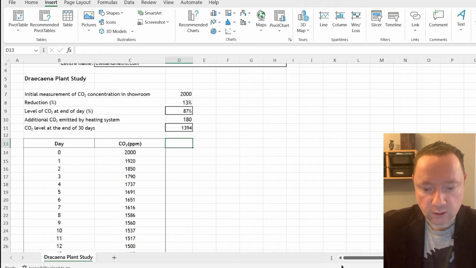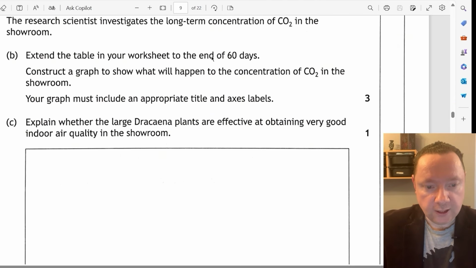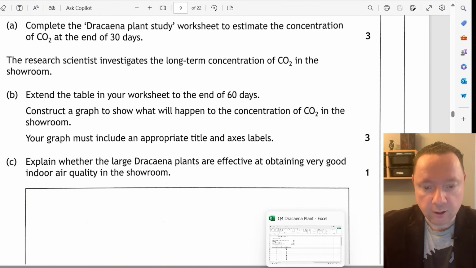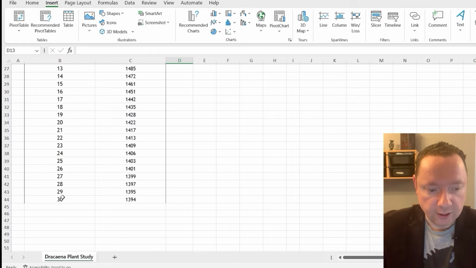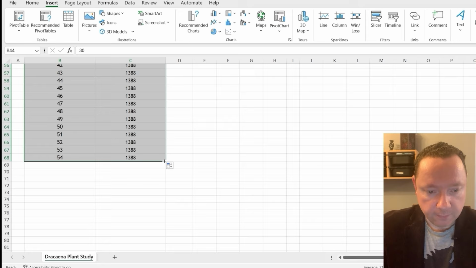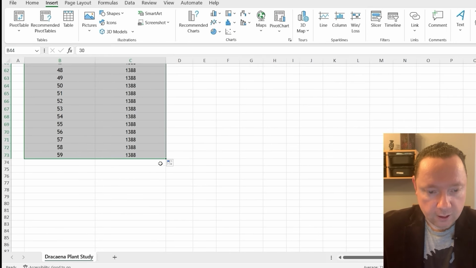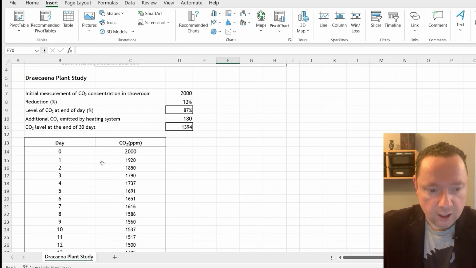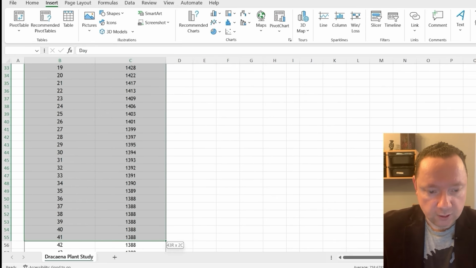Next bit of the question says, extend your table for 60 days. Well, actually, let's read it. Research scientist investigates the long-term CO2 in the showroom. Extend your table to the end of 60 days and construct a graph to show what will happen in the showroom. Include titles and axes. So 30 days we've got, so we just copy it down until it says 60. And we can see it's starting to level off. We're getting the same number. So I expected that to happen, to be honest, but maybe you didn't.